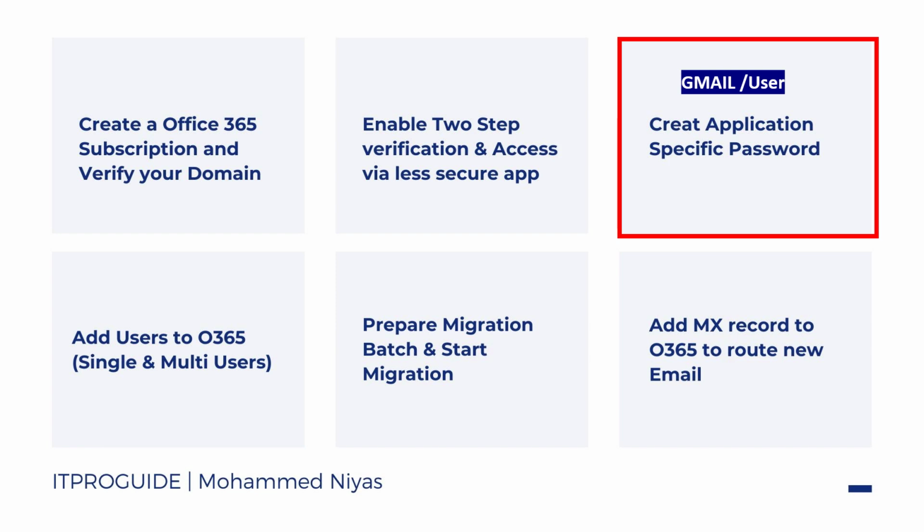So the best way is to teach your users how to create an application specific password and send it to you by email, or you can create a form in Google Sheet and ask the users to enter their username and application specific password once they follow the document. Otherwise, it would be difficult to log into each user from the admin side and get the passwords. Once you complete the migration, you can revoke these application specific passwords. You don't need to keep them for a long time.